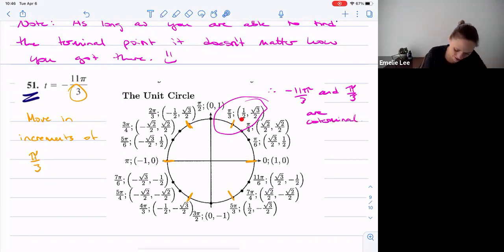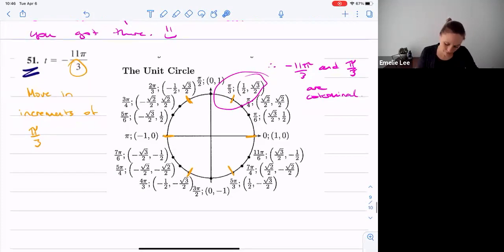And then later, what we need to extract out of this is, okay, if I give you an angle of pi over 3, x is 1/2, y is root 3 over 2.